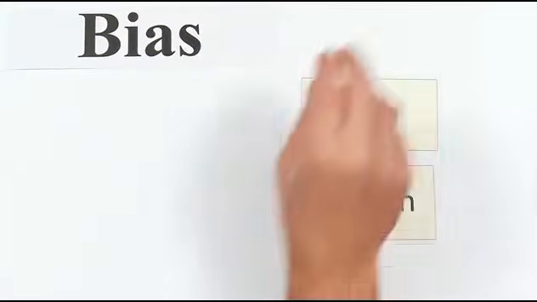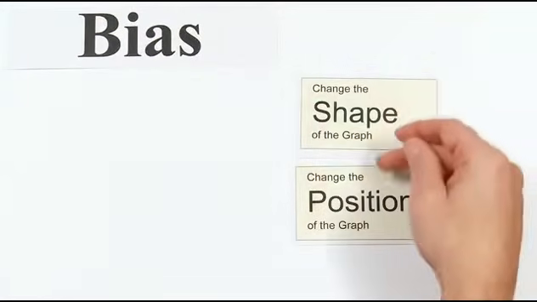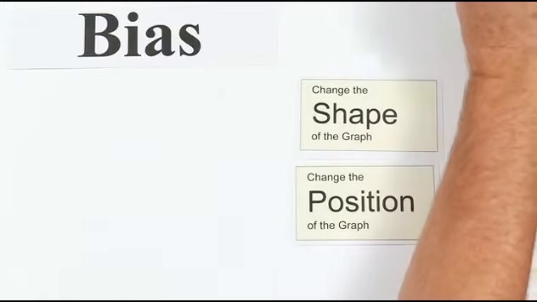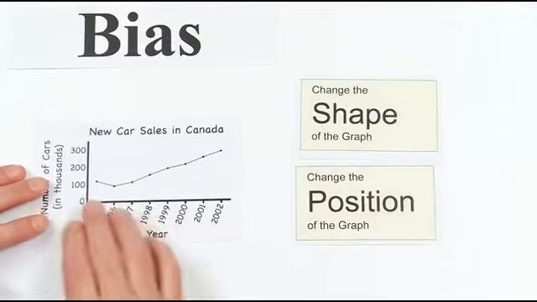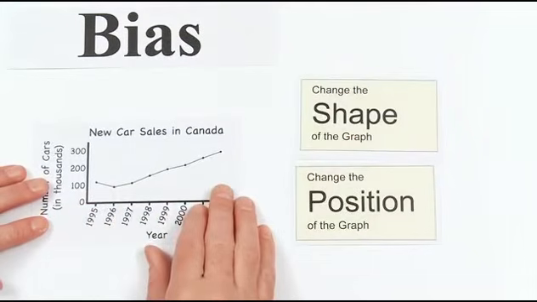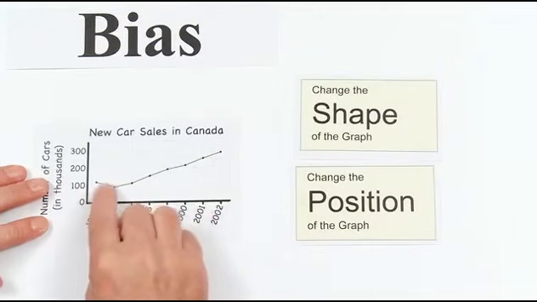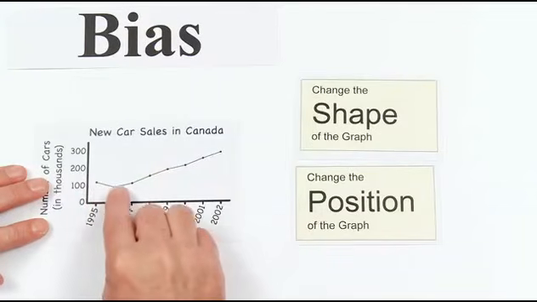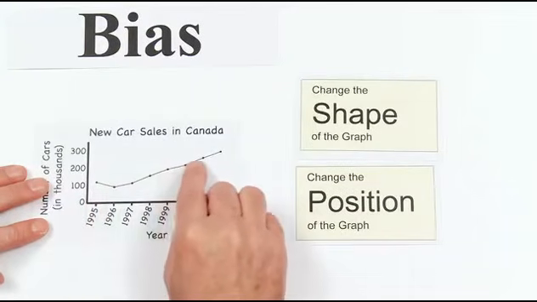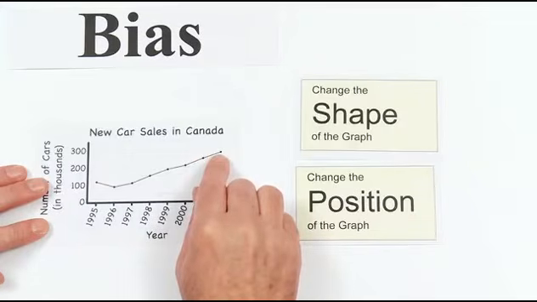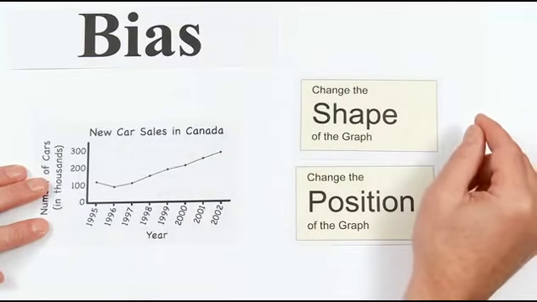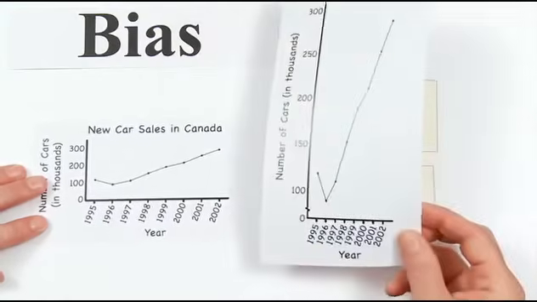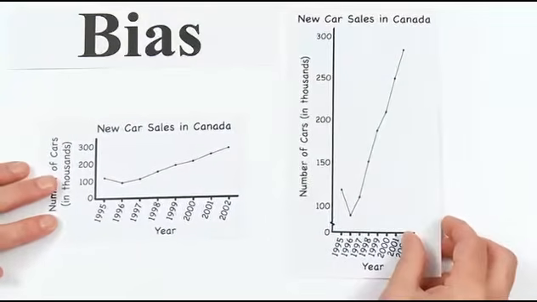Take a look at this one here, because you can also combine these, change the shape and the position of a graph. Look at this graph here. New car sales, it's healthy, nothing too severe. It's a nice smooth, a little bit of a dip here, but they've recovered nicely. This next graph I'm going to show you changes the shape and the position. And look at the result.